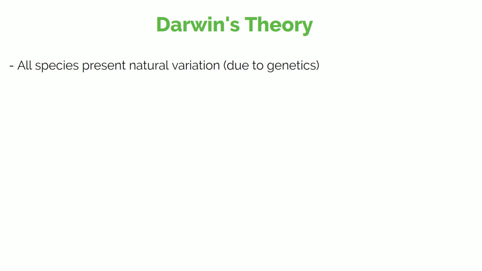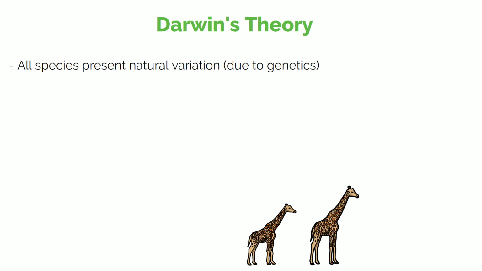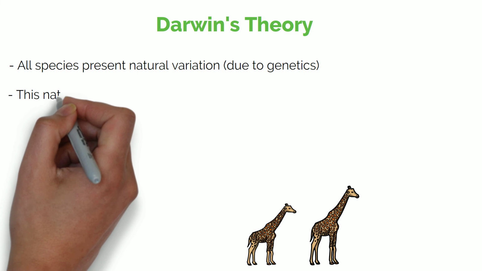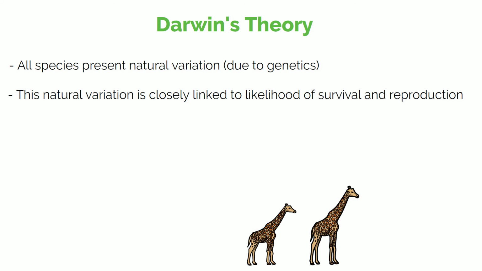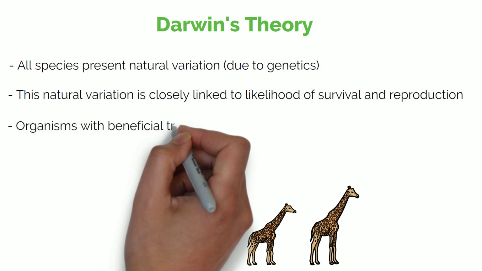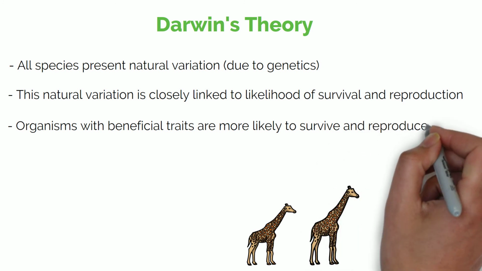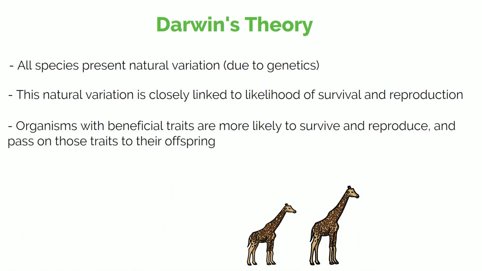So within the species of giraffes, some of them would possess short necks, and some medium-length necks, and some long necks. According to this theory, this natural variation is closely linked to likelihood of survival and reproduction. So the giraffes which were naturally long-necked would be more likely to survive as they would be able to reach the higher branches of the trees, whilst the short-necked giraffes would die off as they would not be able to reach the leaves and therefore starve. This way, when the long-necked giraffes reproduce, the trait of having long necks is perpetuated and passed on to the next generations. And this is how evolution occurred for every being.